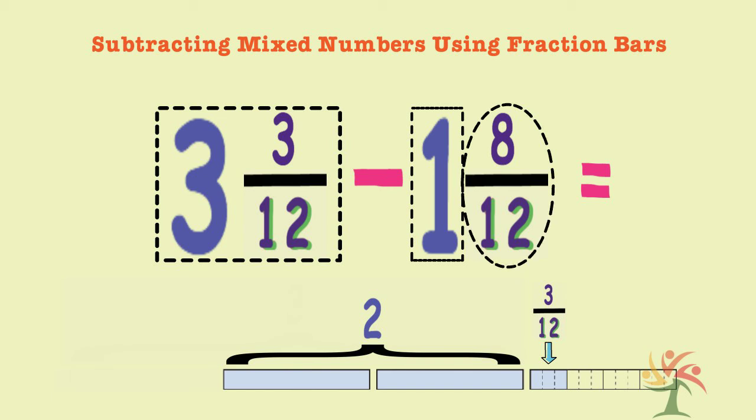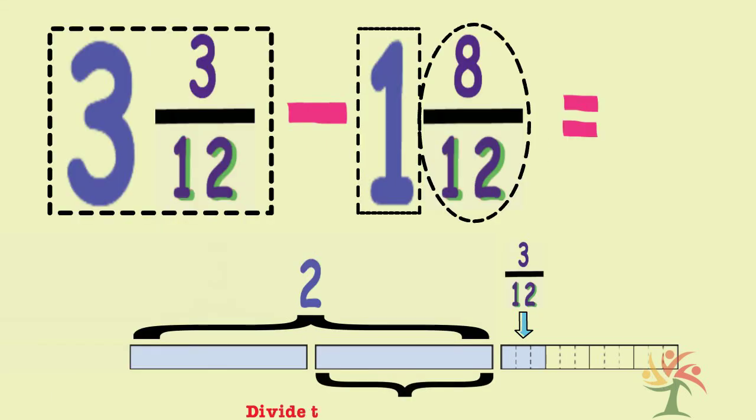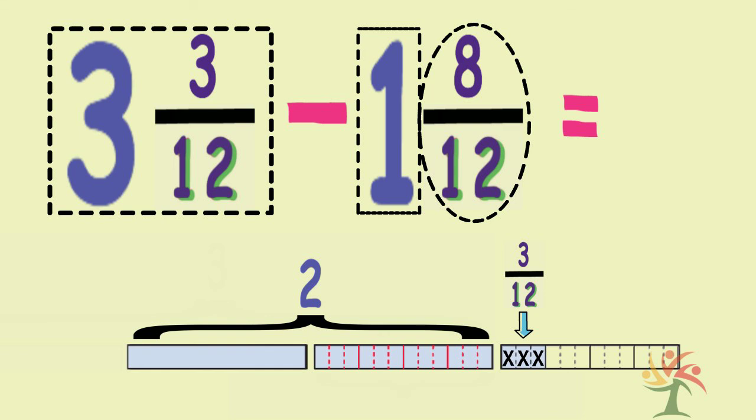And to do this, we divide this whole into twelfths. Now we take away each of the 1/12 segments, like this. 1, 2, 3, 4, 5, 6, 7, 8.